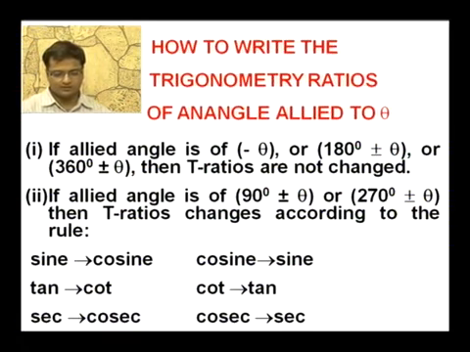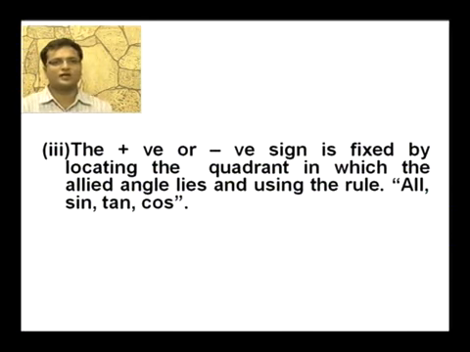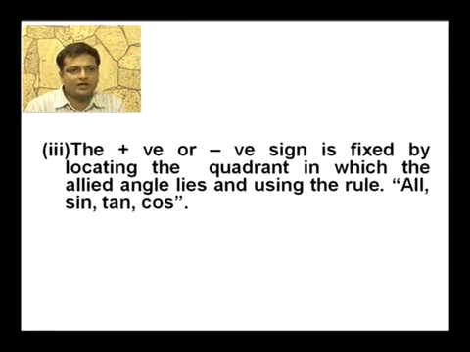And the third rule is the positive or negative sign is fixed by locating the quadrant in which the allied angle lies and using the rule all sine, tan, cos. That means in the first quadrant all trigonometry ratios are positive, in the second quadrant sine and cosecant are positive, in the third quadrant tangent and cot are positive, and in the fourth quadrant cos and secant are positive. Let's clear this concept on the whiteboard.